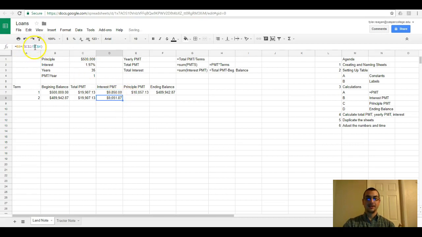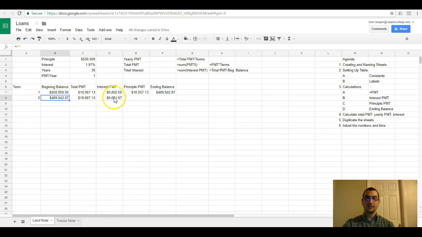Now what is that saying? It's saying that the amount that you are paying in interest is equal to the beginning balance times the interest rate, the APR, divided by the payments per year. So you can see that this interest payment actually falls. The reason it's falling is because your beginning balance is falling.